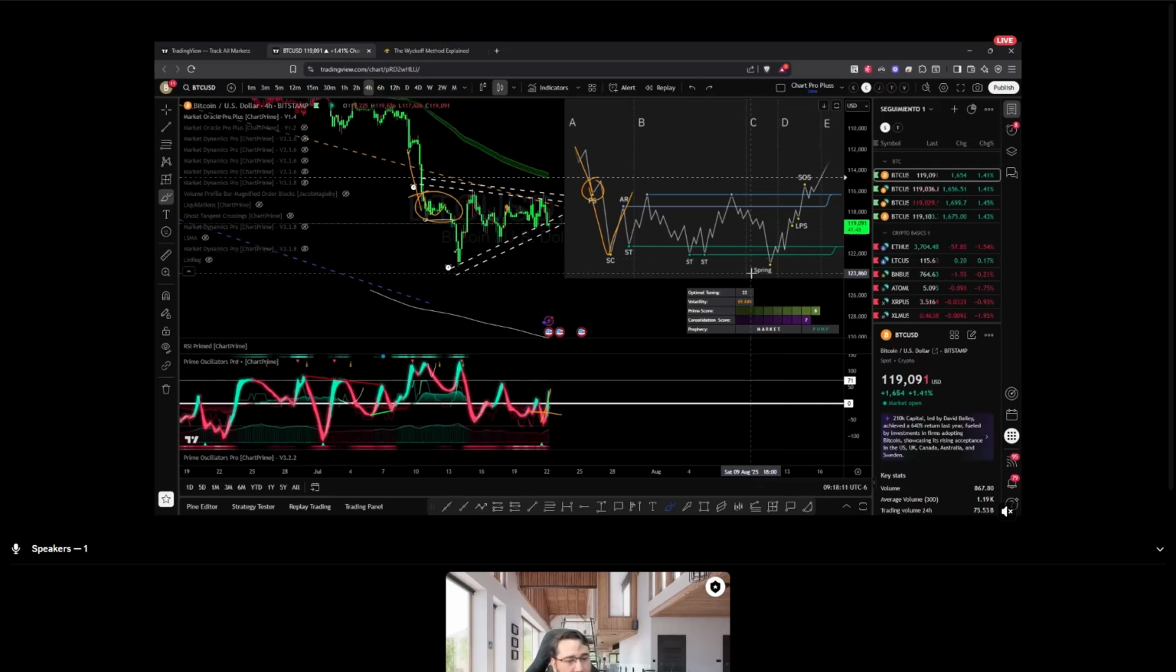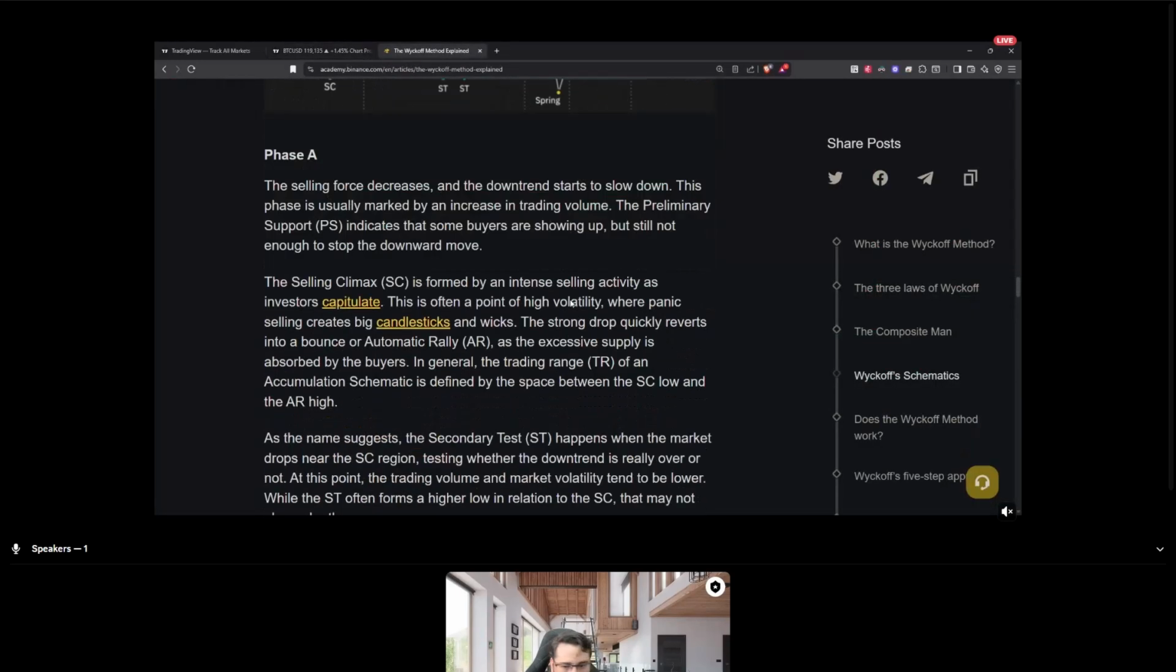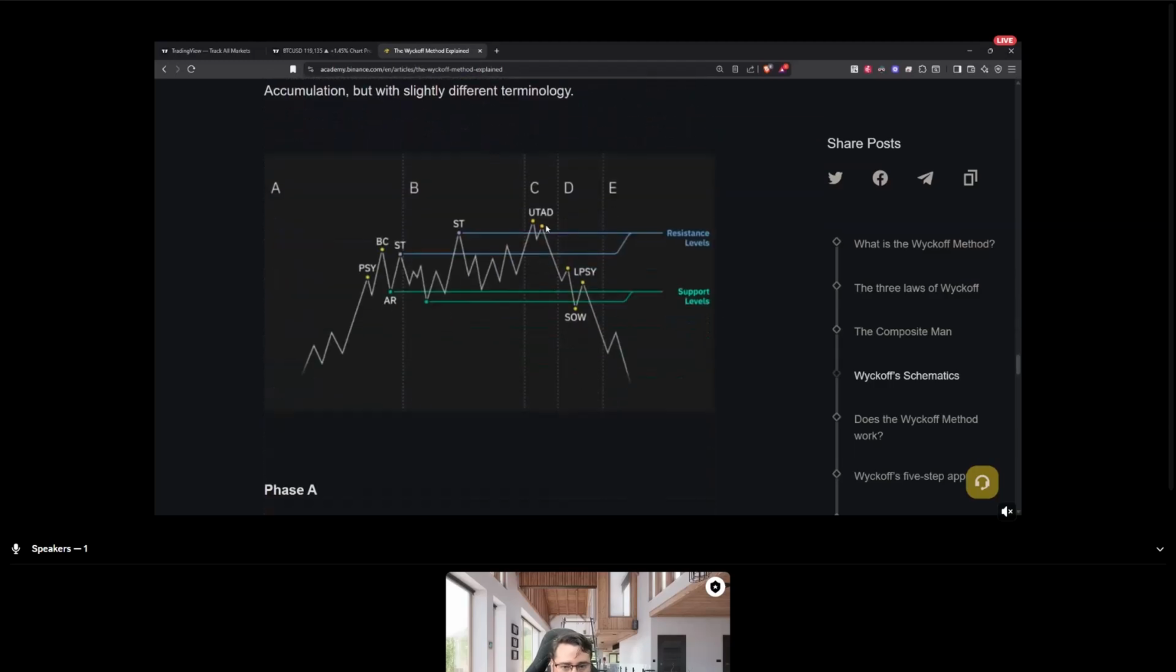Depending on when we get the spring, and why do I say depending where? Because the spring right here is at the bottom. But if we take a look at another kind of spring in here, it is a UTAD, right?